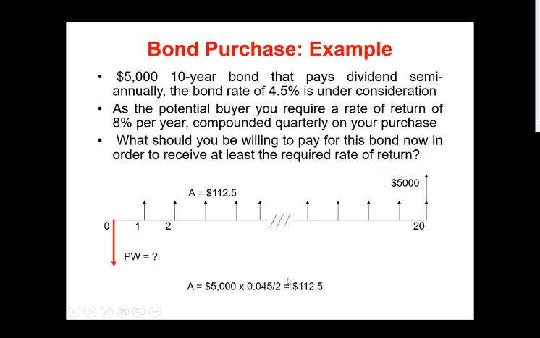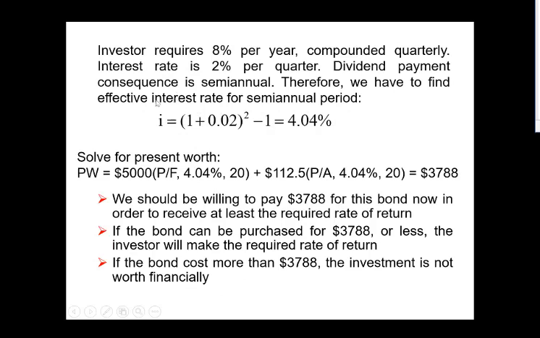And the question is, how much is the present worth of this bond if we require the rate of return of 8% per year compounded quarterly. Okay. Now, the investor requires 8% per year compounded quarterly interest. So the interest rate is 2% per quarter. Okay, 8% divided by 4 quarters per year. You have the interest rate of 2% per quarter.